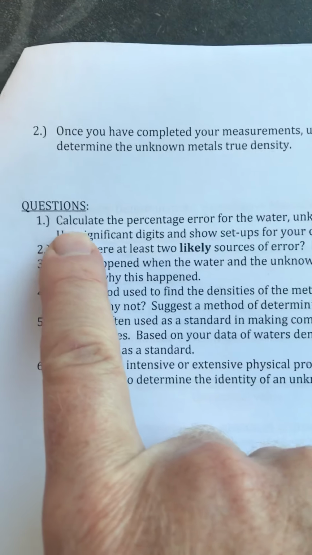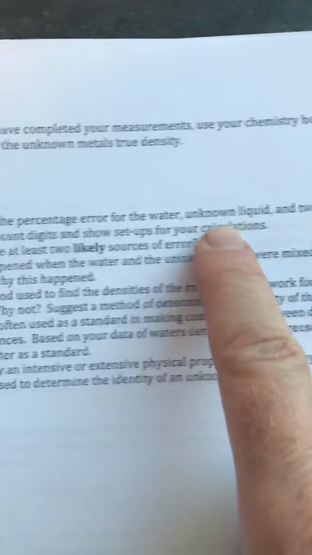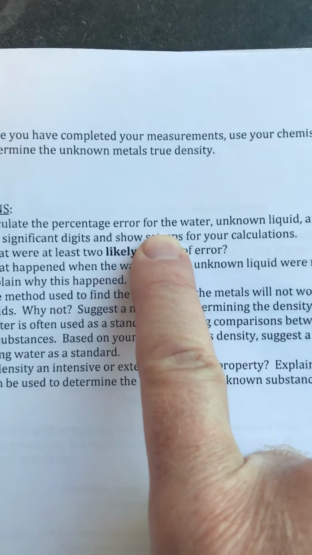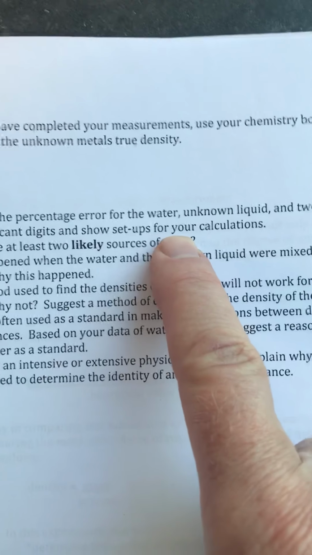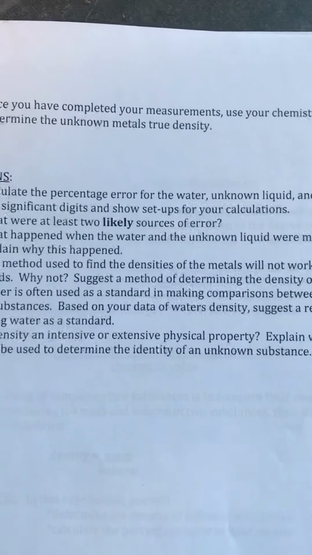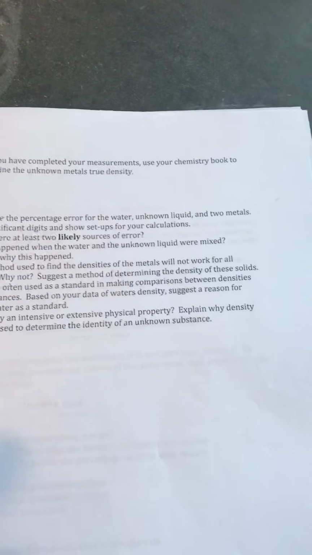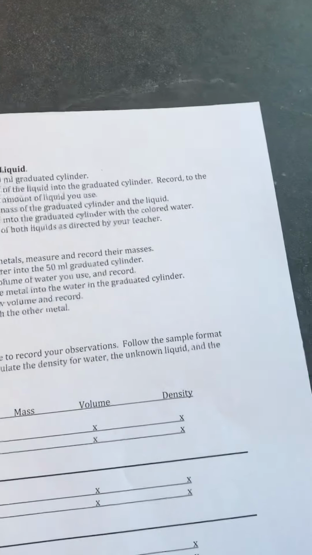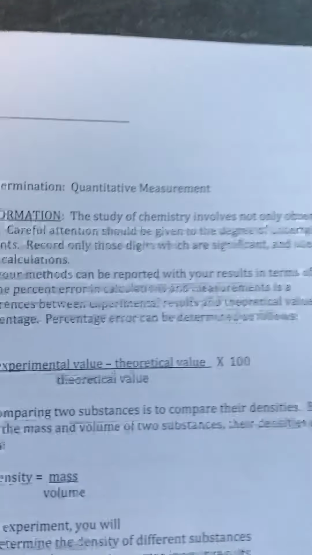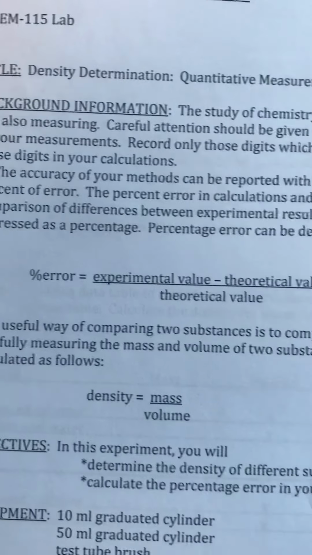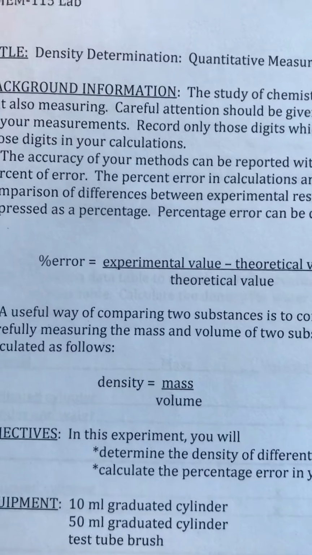Because in this question, number 1, calculate the percent error of the unknown liquid and the two metals. Well, the unknown liquid you now know is mineral oil, and use significant figures to show the setup for your calculations. So you're going to do a percent error. You might say, well, what's the equation for percent error? Some of you astute students will have noticed that I already put the equation down for you on the front. You've got your equations and the background information with the density equation.